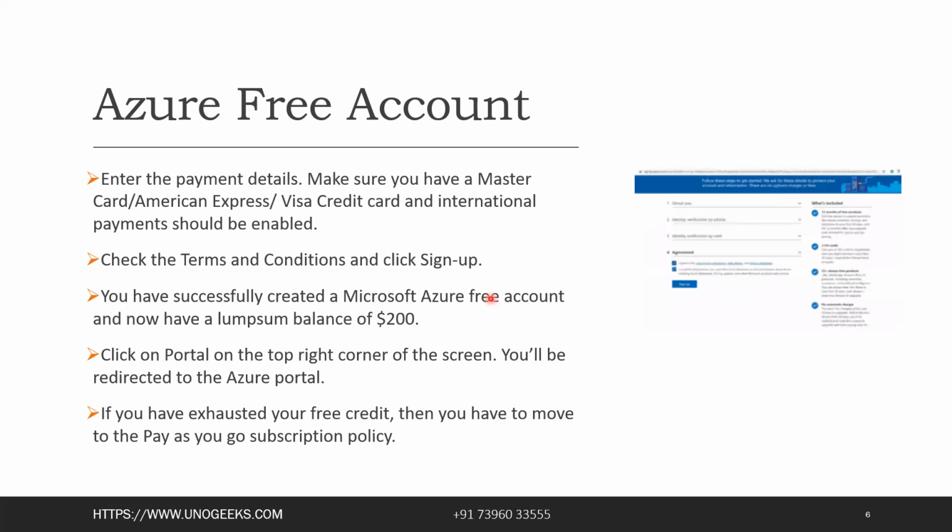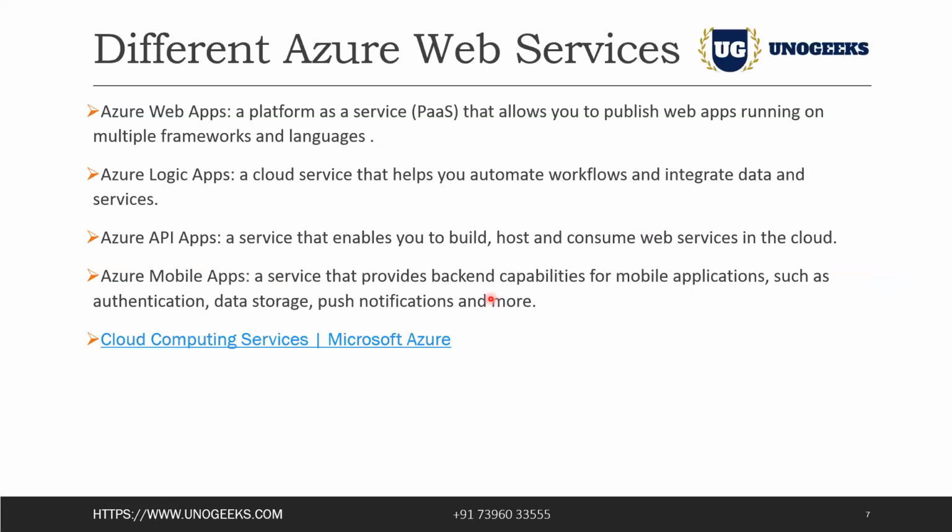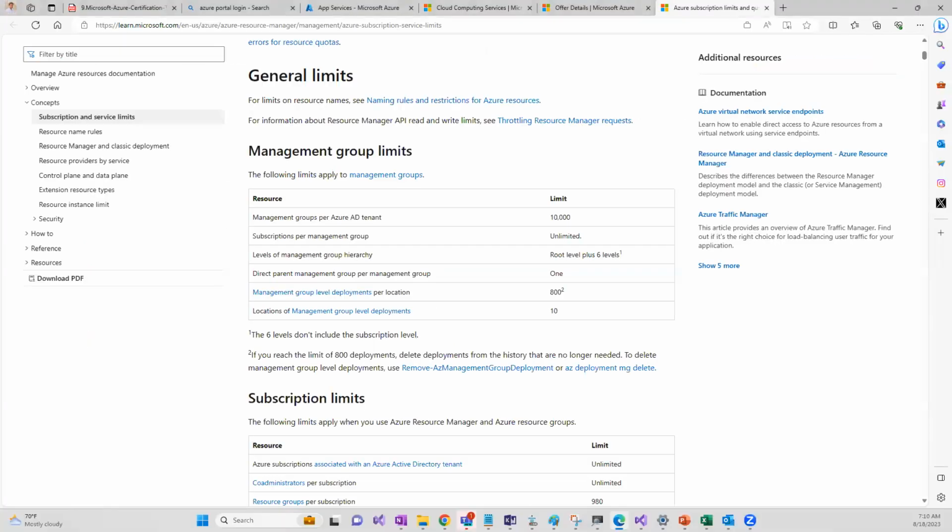Now let's move on to the different Azure web services. We have talked about multiple services, right? Now we will talk about only web services. You can see this is an Azure web app, this is Azure Logic Apps, this is Azure API app, and this is mobile app. Now, once I come to this Azure web app, let me open a window and go to the portal.